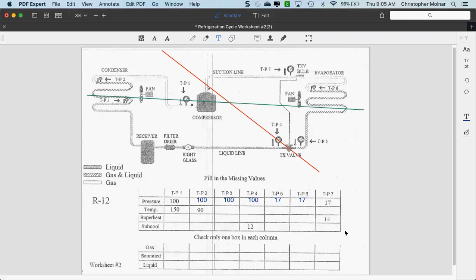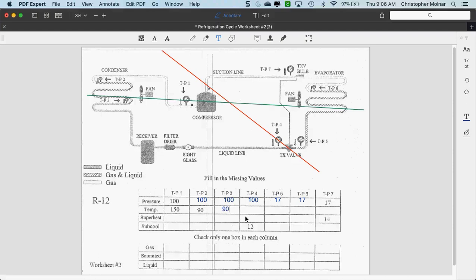Pressure's the same. Now we have to find a temperature, right? Between TP2 and TP3, does my temperature change at all? No, because all that's going on is a latent heat change, right? That's right. So at TP3, I can fill in my temperature.